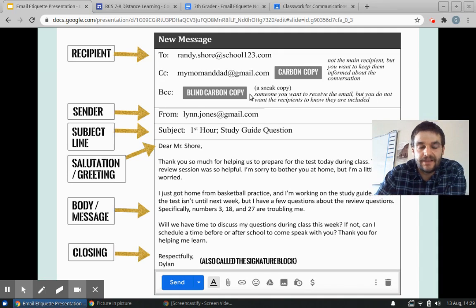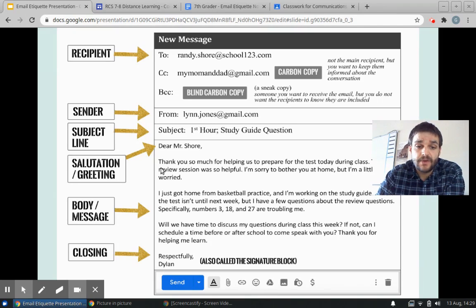If I'm sending an email out to a whole bunch of different people and I don't want them to see each other's email addresses because maybe they haven't given permission for their email address to be broadcasted out, that's what this blind carbon copy is for. You probably don't need to worry about that too much. But the from obviously is automatically filled in for you. That's your email address. The subject line. This is a place where you put a nice, concise summary of what your email is about. We'll talk about that a little bit more in a few minutes. The first piece of your email should always be a salutation or greeting. In this case, Dear Mr.